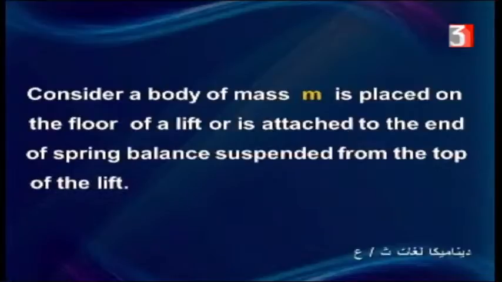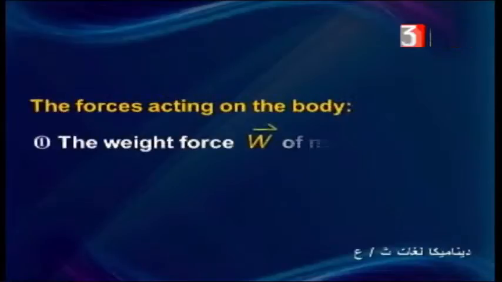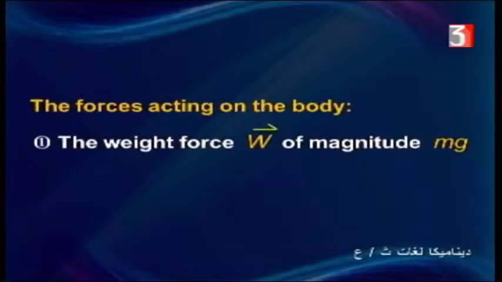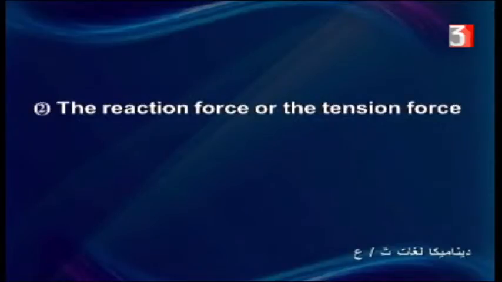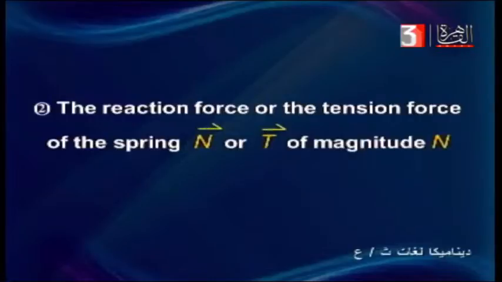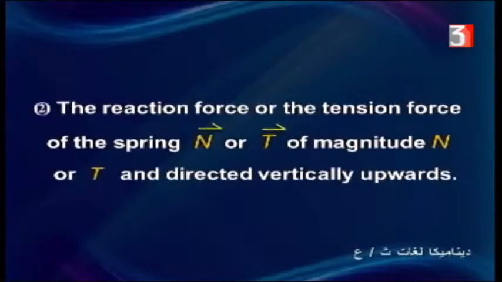What are the forces acting on the body? Number one, the weight force, vector W, of magnitude mg and acting vertically downwards. The second force, the reaction force or the tension force of the spring, which equals vector N or vector T of magnitude N or T and directed vertically upwards.